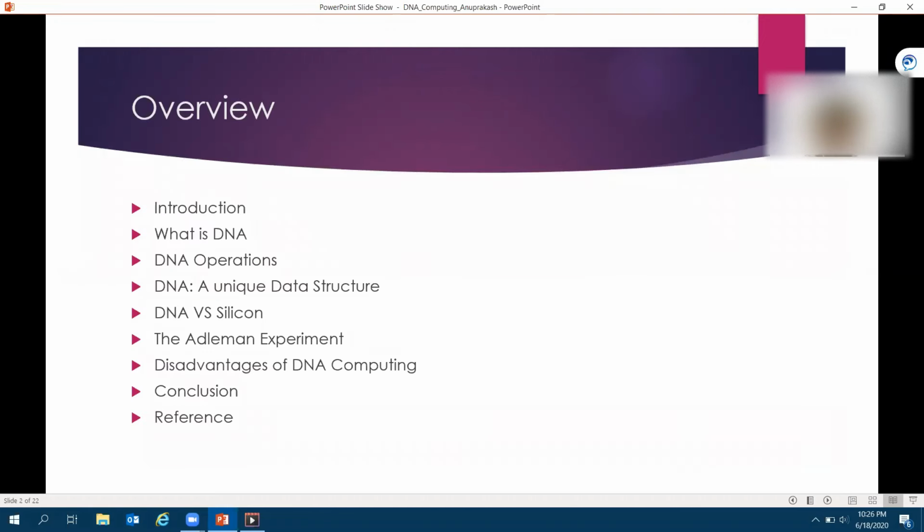Overview of the presentation. First, we will see the introduction, then what is DNA, then the operations that are performed in DNA, and how DNA can be used as a data structure. Then we will see the difference between DNA and silicon-based computing. Then we will see the Adleman experiment. Adleman was the person who gave the idea of DNA computing. And after that, we will see the disadvantages of DNA computing.